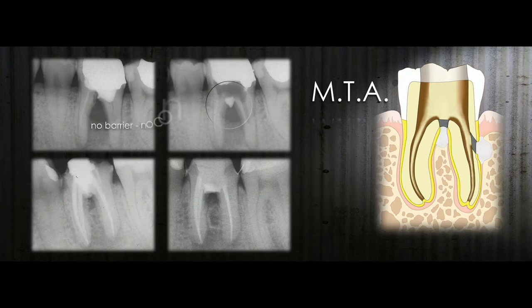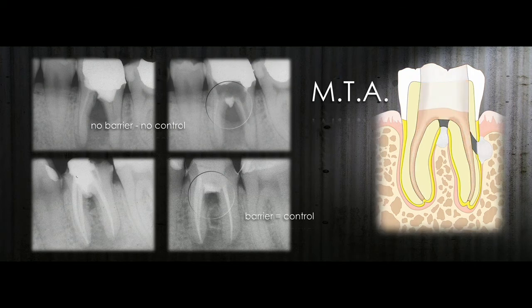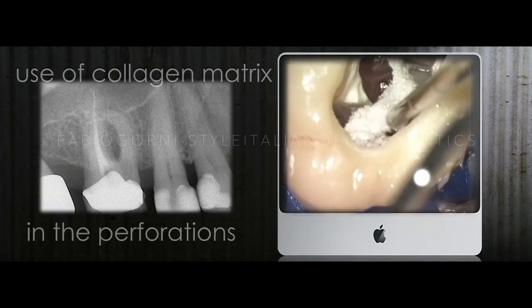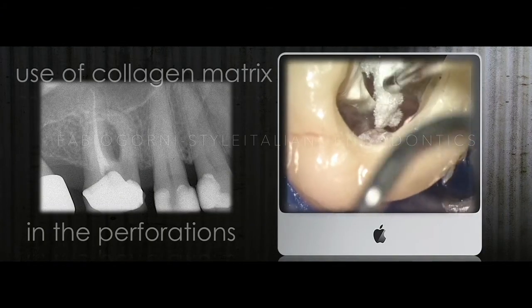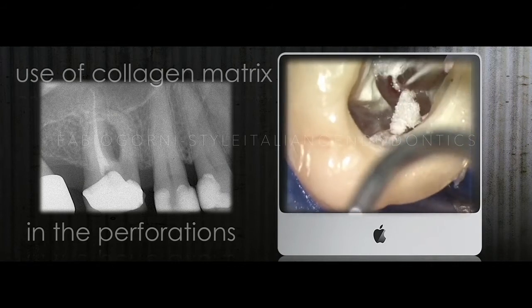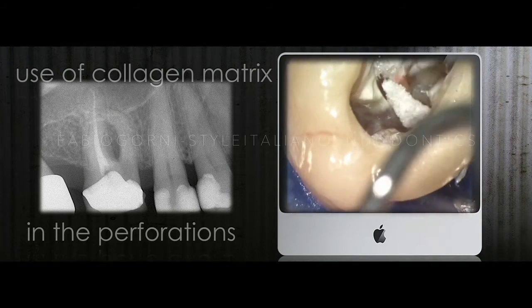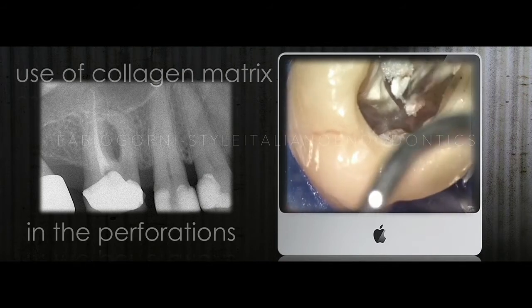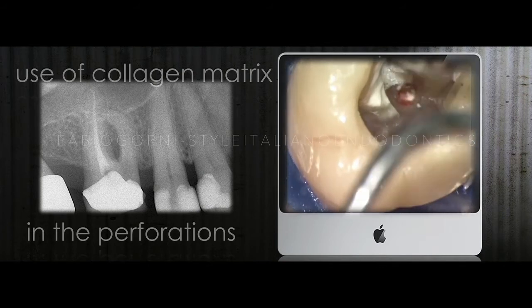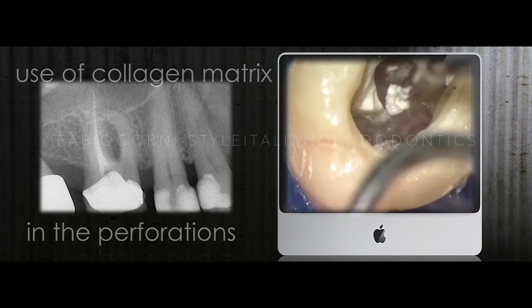Now we can see the difference. No barrier, no control, so the material has been pushed outside of the root, and with the barrier, the control is optimal and the material is completely flat and inside of the anatomy. A video shows the procedure. In this case, we are using fibrin. That is a cheap and nice material to use.